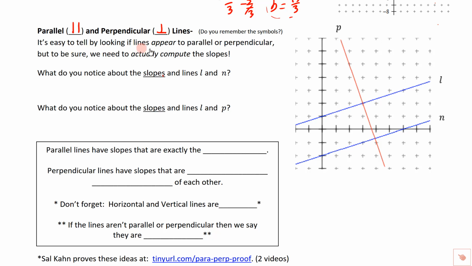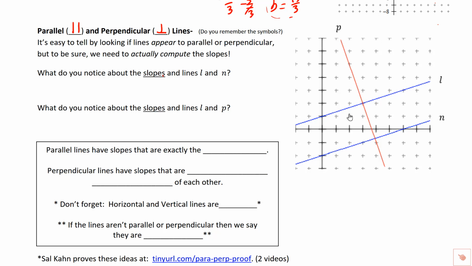Now, it's easy to tell by looking if lines appear to be parallel or perpendicular, but we want to make sure. So if we want to make sure, we actually have to compute the slopes. So what we're going to do is look over here, and it kind of looks like this red one is perpendicular to both of these blue ones, and it looks like those two blue ones are parallel.